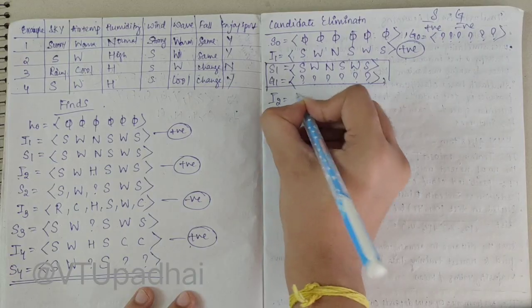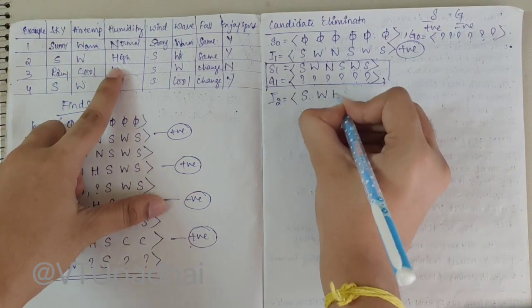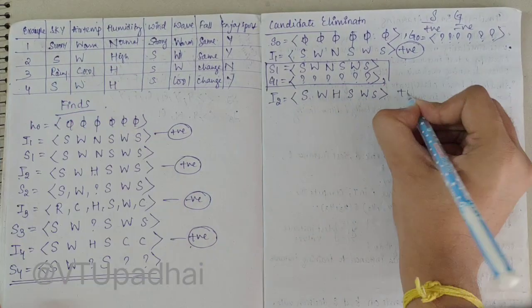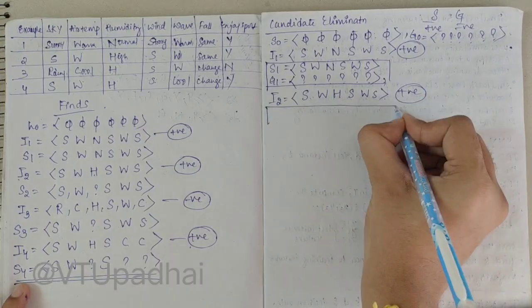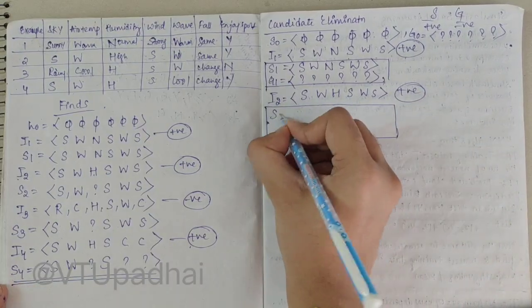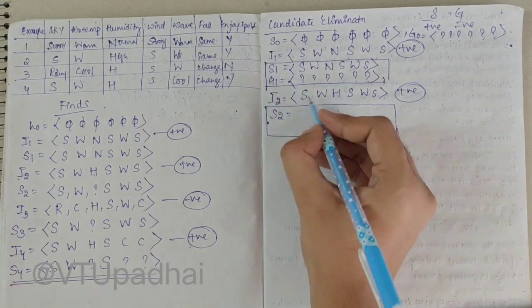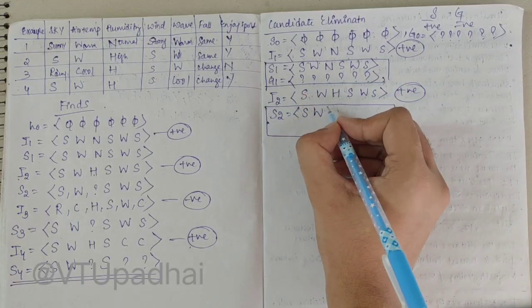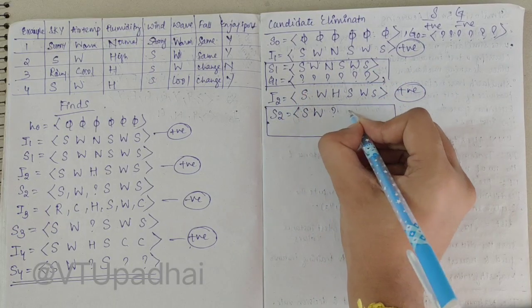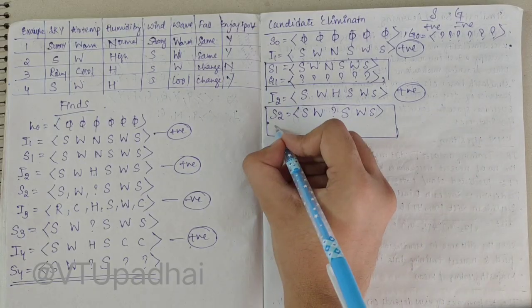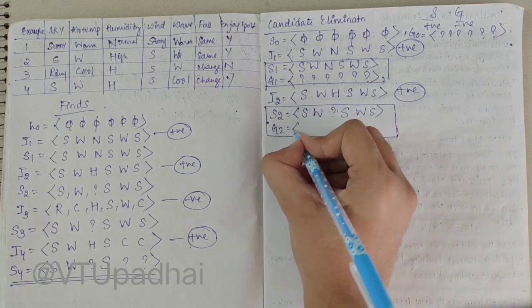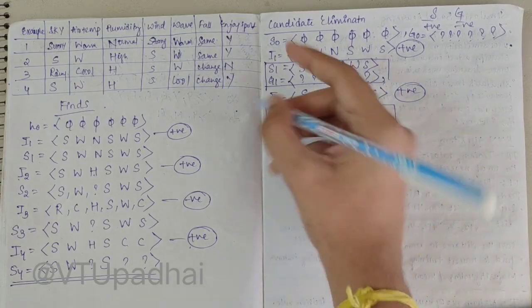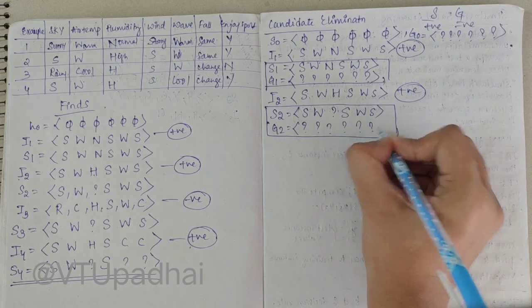Next I'll take I2. I2 I'll write SWH SWS. Okay, again positive. So I need to update the S2 value by comparing it with S1. So S and S is there, W and W, N and H is there, so I'll put a question mark, and then S, W, S are the same. Now for the G2 value, as it is a positive instance, no changes take place. So I'll write whatever is there in G1 as it is.